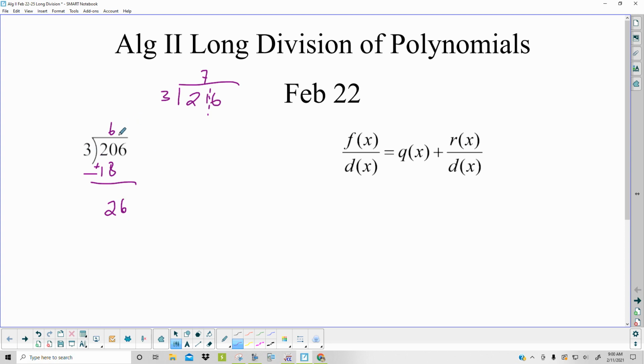If you say yes, it'll go 8 times. 3 times 8 is 24. Again, it's a positive 24. You don't need to write that; I'm just trying to be super thorough, super clear on what's happening here. Right now it's a positive 24, but you're going to subtract it, so you've changed its sign. It was positive 24, now it's negative 24. 26 minus 24 is 2. That's your remainder. So your answer is 68 and 2 over 3.